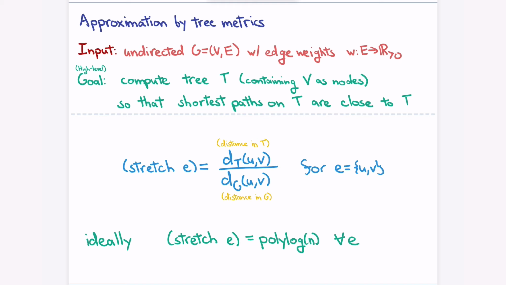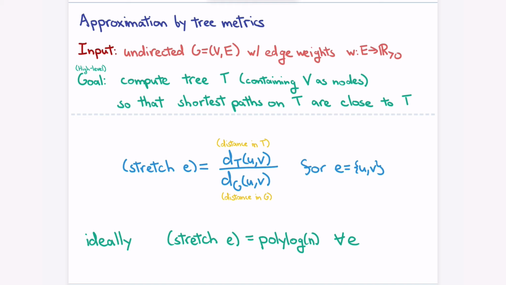I've normalized it. If it's not normalized, I could just set all the distances to be 0 or something, and stretch would be 0. So let's suppose it's normalized so the distances in the tree are always greater than or equal to the distances in the graph. Then once it's normalized, what's the stretch? That's just making it fair.